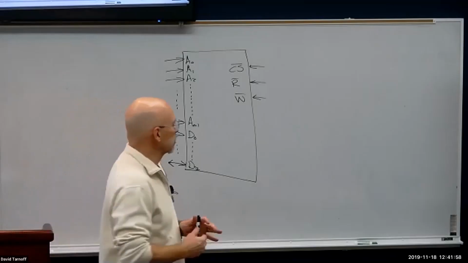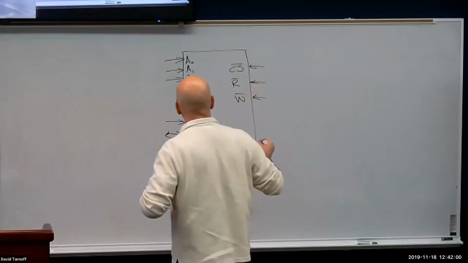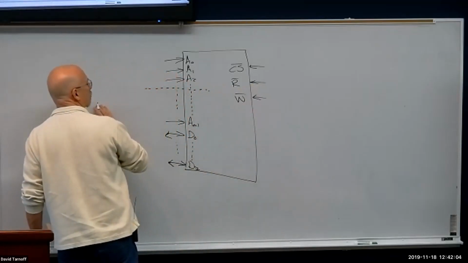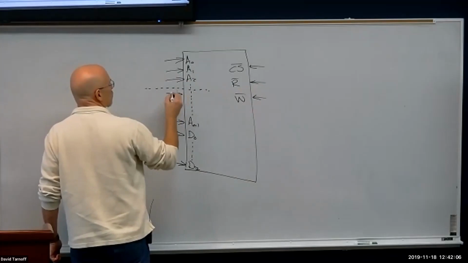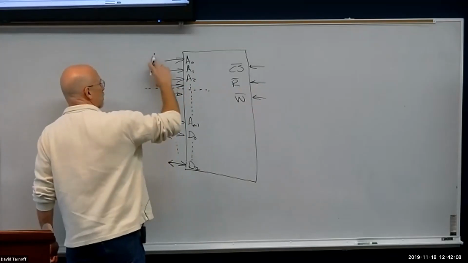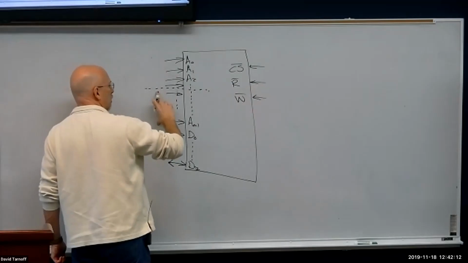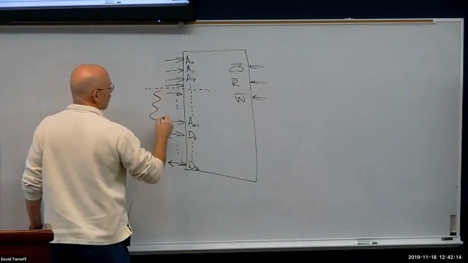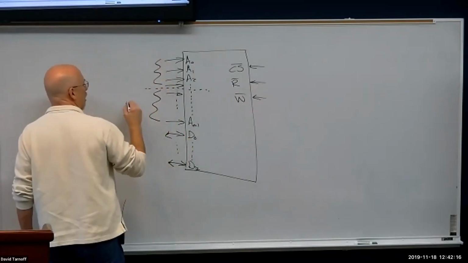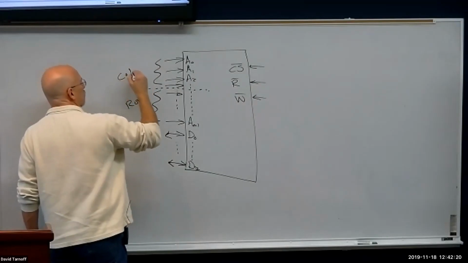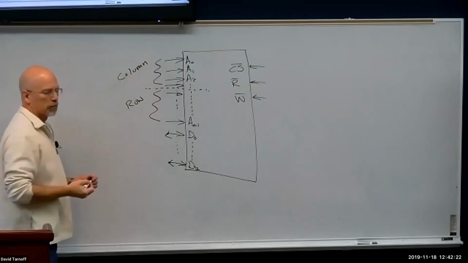And so one of the things that they do is they actually divide the addresses in half. So you've got some point at which you have a low half of the address and a high half of the address. The high half is usually referred to as a row, and the low half is usually described as a column.